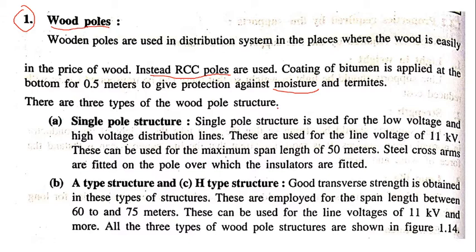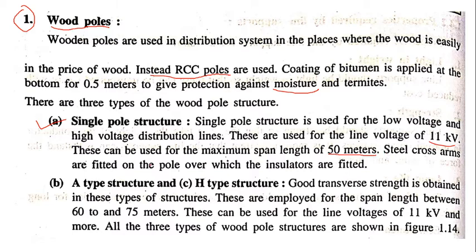Now there are a total of three types of wooden pole that we have already seen. The first one is the single pole structure. The single pole structure is used for low voltage and high voltage distribution lines. These are used for line voltages up to 11 kV. This can be used for a maximum span of 50 meters, so the distance between two poles is a maximum of 50 meters.